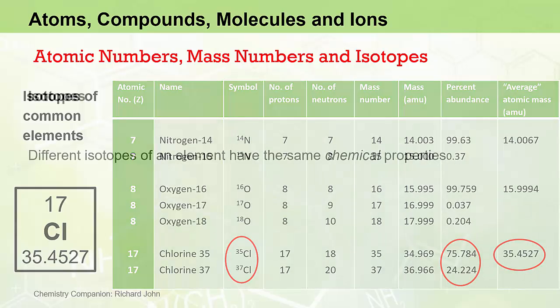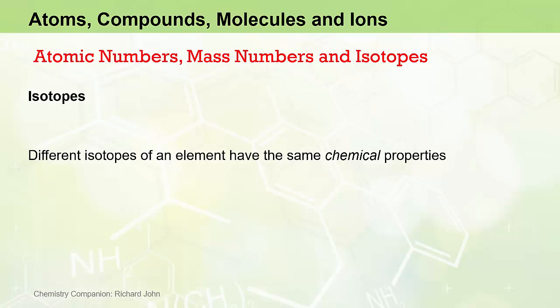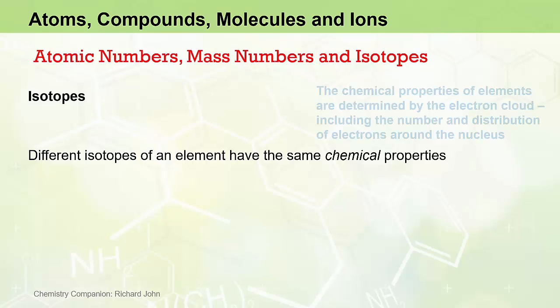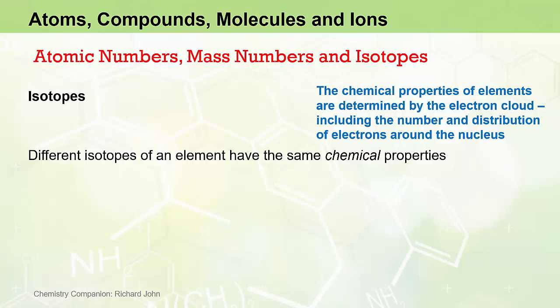The presence of one or more additional neutrons in the nucleus of an atom has no measurable effect on the chemical properties of that element, and different isotopes of the same element have the same chemical properties. And this is because the chemical properties of elements are determined by the electrons in the electron cloud, in particular the number of electrons and how those electrons are distributed around the nucleus. When two atoms chemically combine, it is the outer part of the electron clouds that interact. The nuclei of both atoms come nowhere near each other and therefore have no effect on chemical processes.